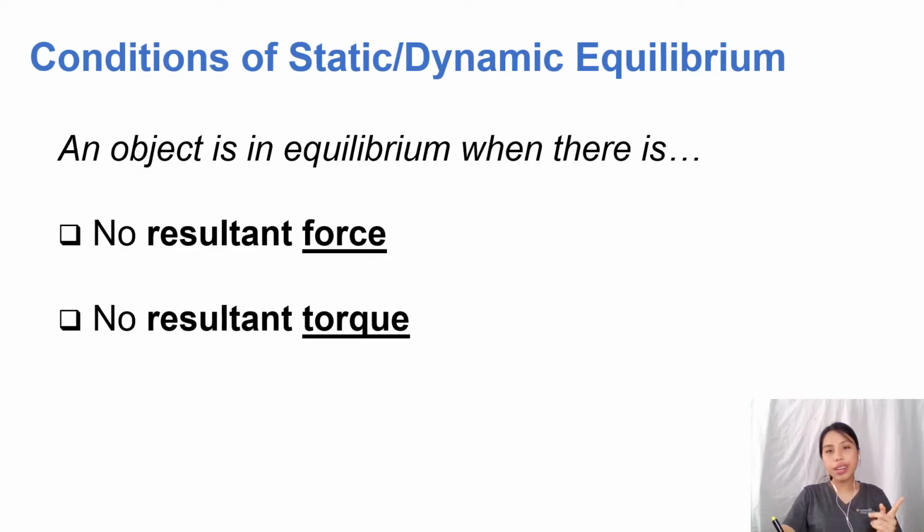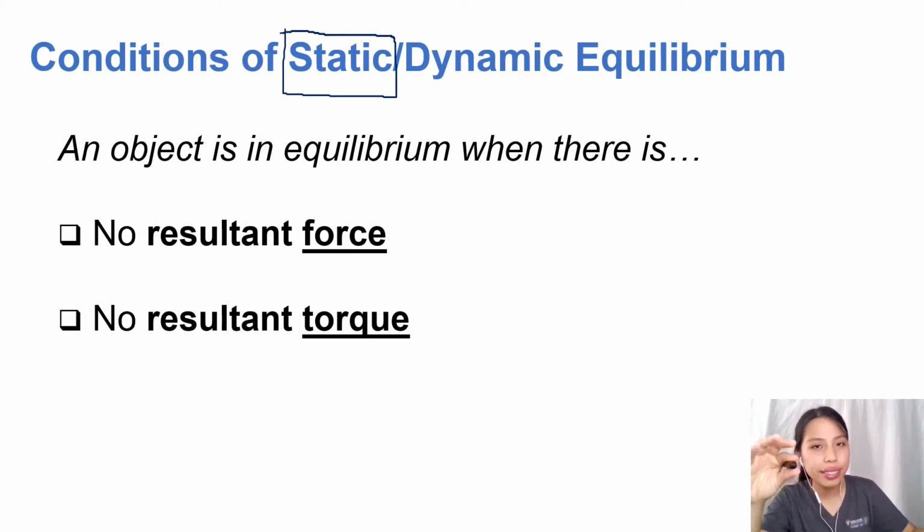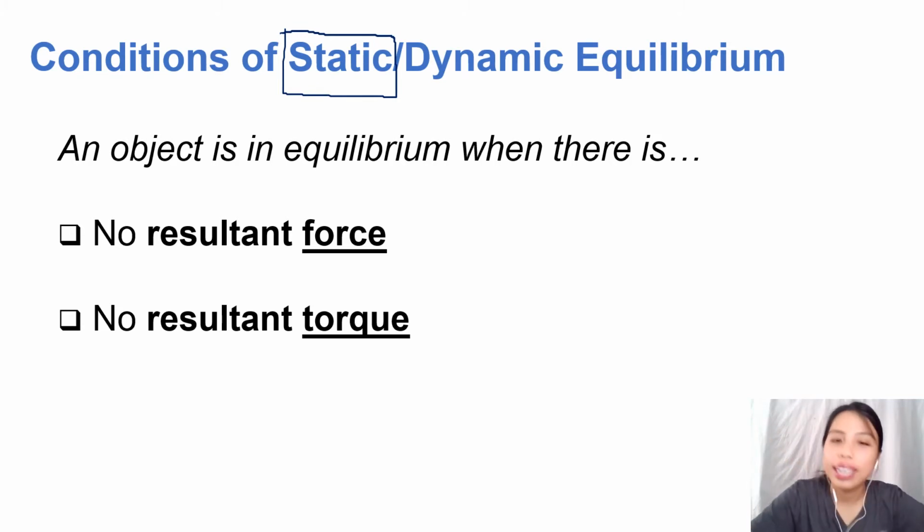Quick recap on what are the conditions for equilibrium. We looked at this in the previous video. We're going to focus more on static equilibrium instead of dynamic equilibrium, because static equilibrium means at rest, no net force, no net torque. Dynamic is if it's moving without acceleration. Anyway, first one, no resultant force.